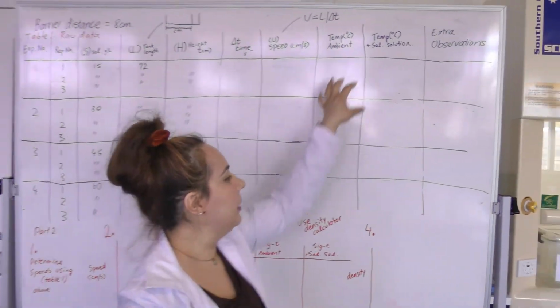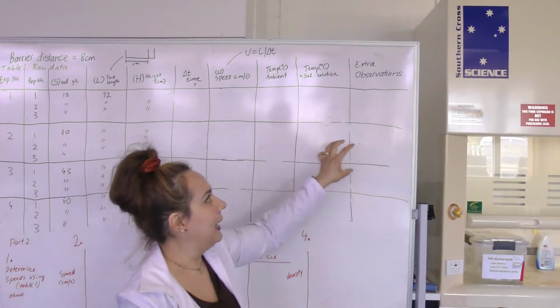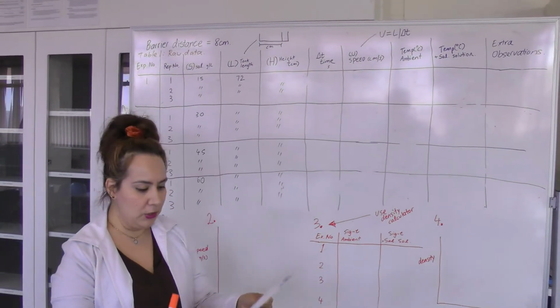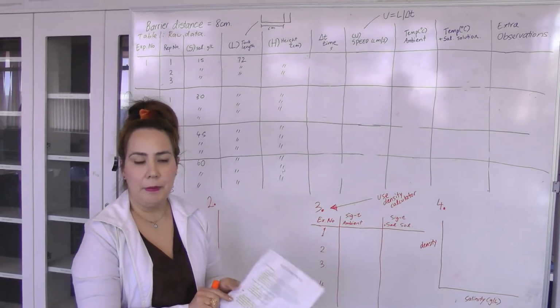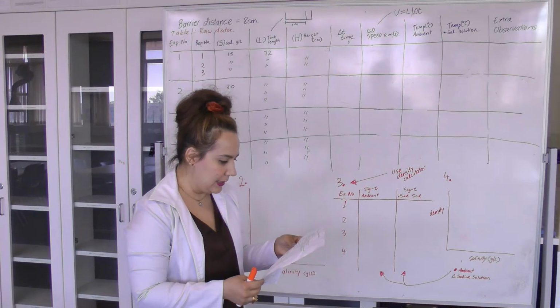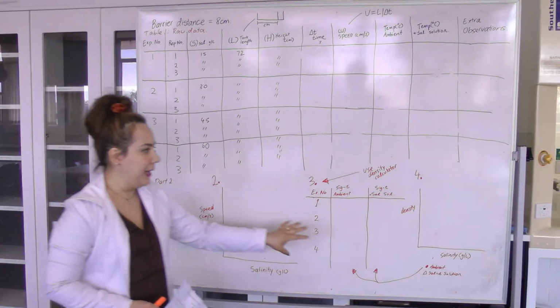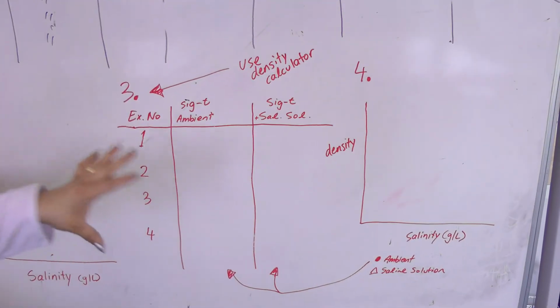After that, you need to enter all the ambient temperatures in your table, and then based on your ambient temperature, you need to refer to this link, and based on that link you need to calculate the sigma T for your ambient and for your salty solution.